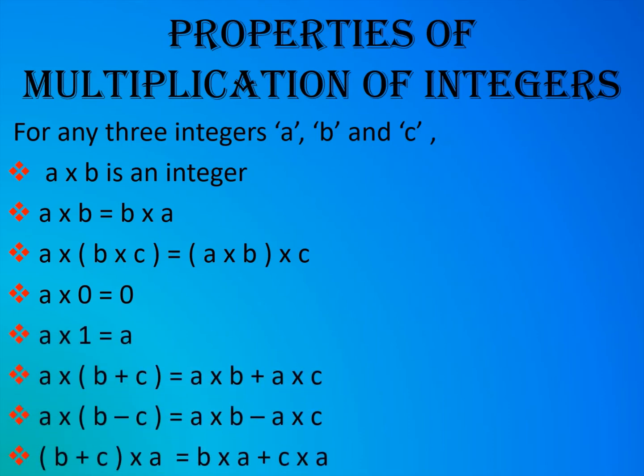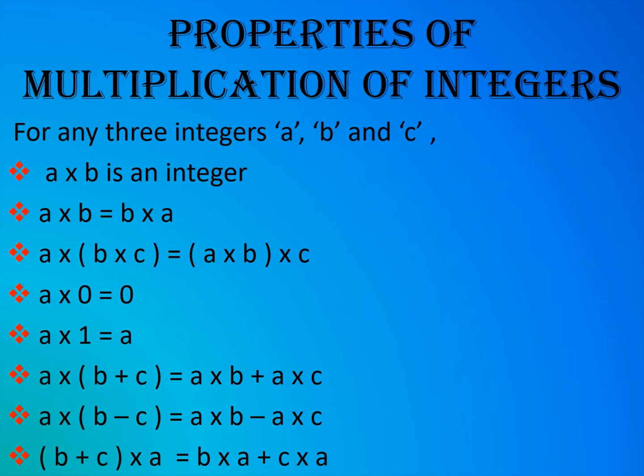Now, let's see a few properties of multiplication of integers. For any three integers a, b and c, the first property says that if we multiply a and b, then the product is an integer. Second property, a multiplied by b is equal to the product of b and a. Third, (a multiplied by b) multiplied by c is equal to a multiplied by (b multiplied by c).